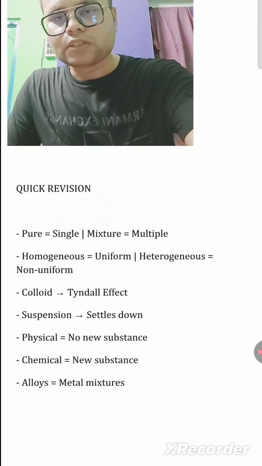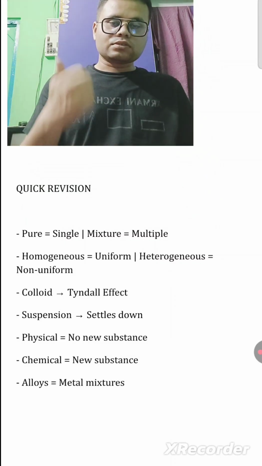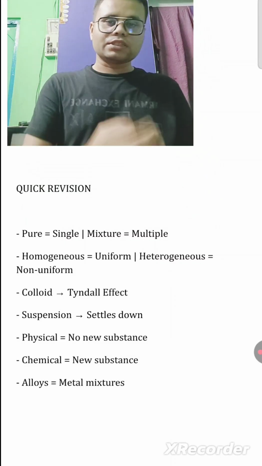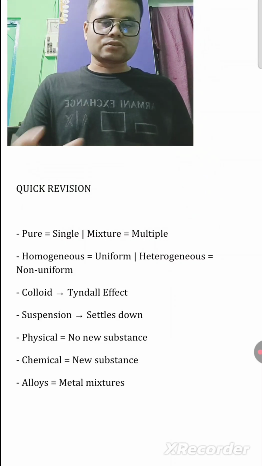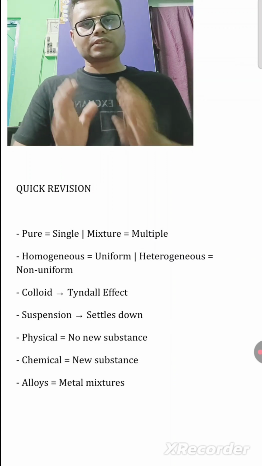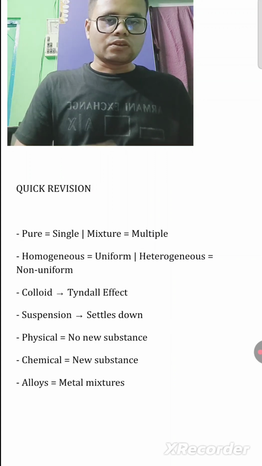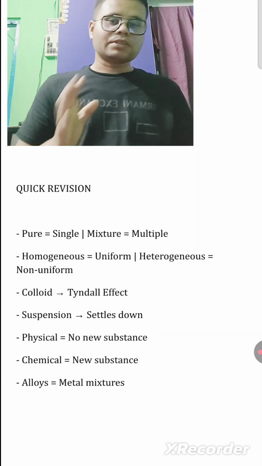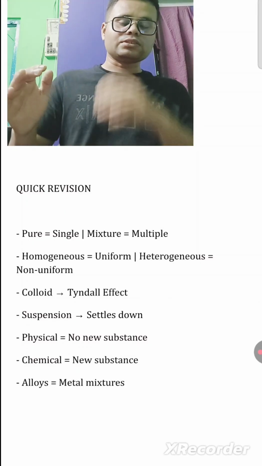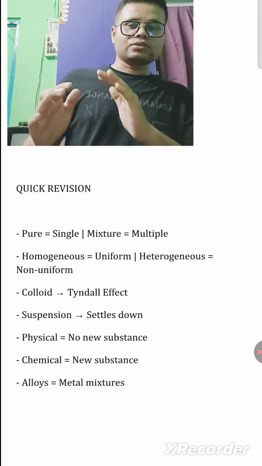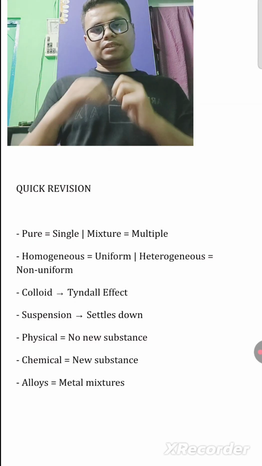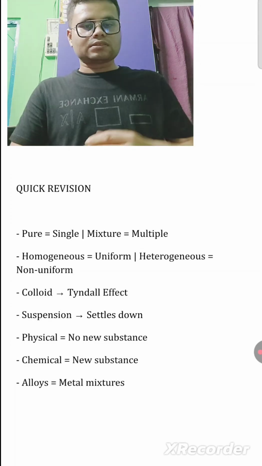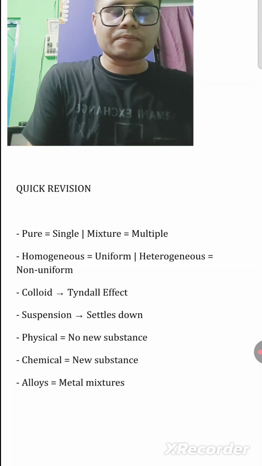So, a quick revision. Pure means single; mixture means multiple; homogeneous means uniform and heterogeneous means non-uniform. Colloid shows the Tyndall effect; suspension, the particles settle down. Physical change, no new substances; chemical change, new substances. And alloys are mixtures of metals.